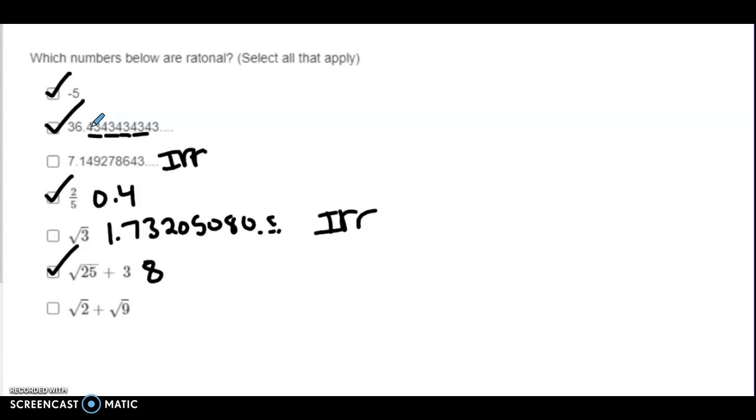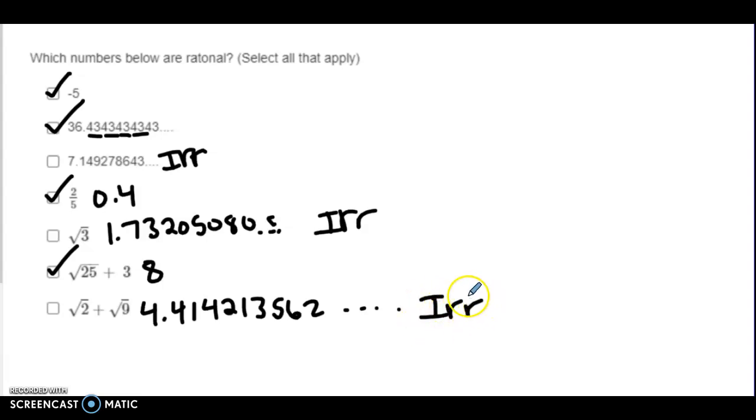And then let's see, the square root of 2 plus the square root of 9 gives me 4.414213562, and so on. So it doesn't end and it doesn't repeat, so that one is irrational. So what I did for all of these is I just typed them all on the calculator, turned them into decimals to see if they were rational or irrational.